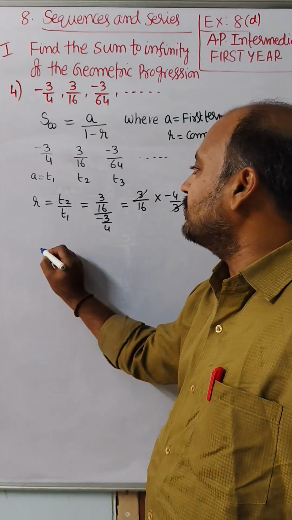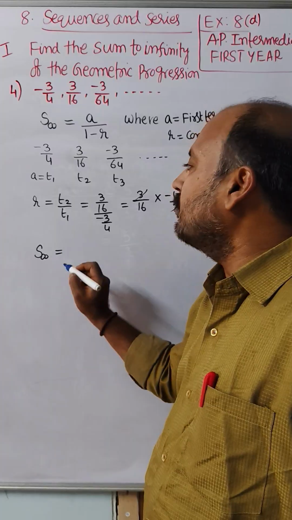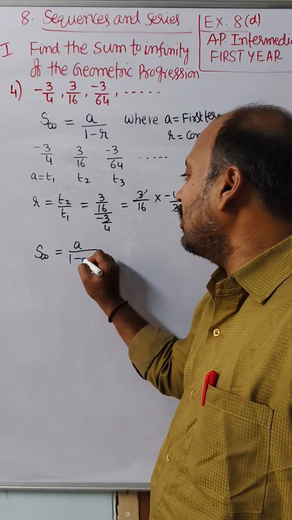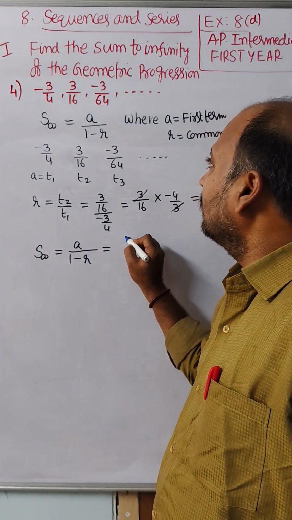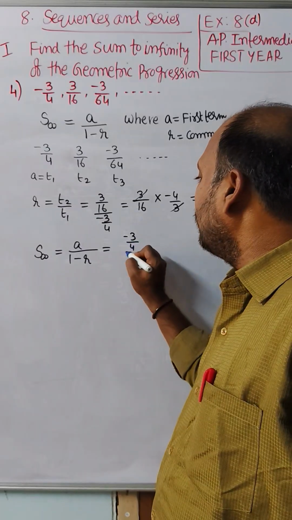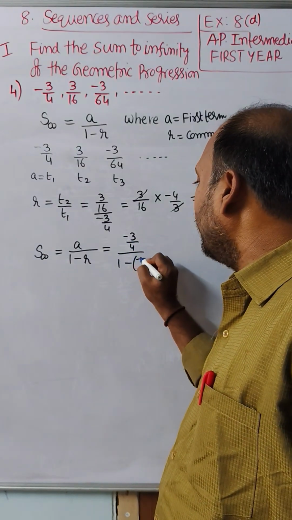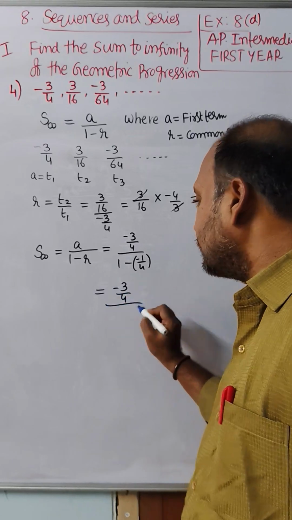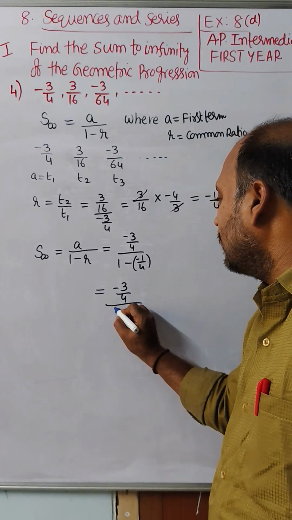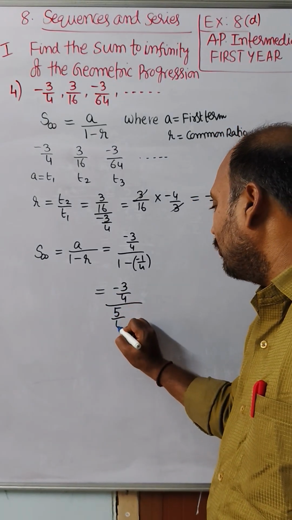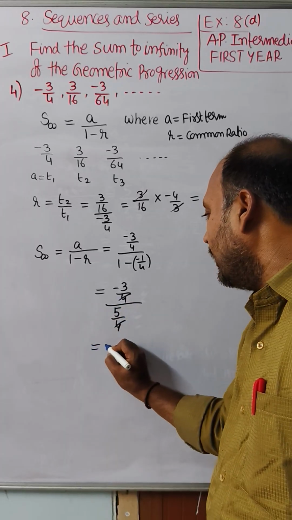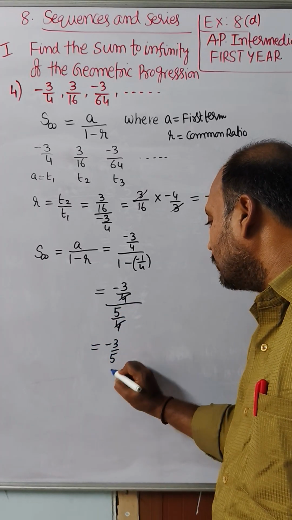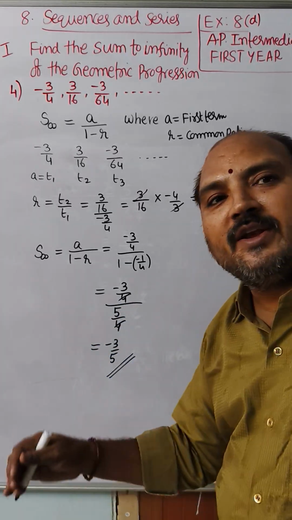After that you can substitute in S infinity. Sum to infinity A by 1 minus R equals A value minus 3 by 4 divided by 1 minus of minus 1 by 4. So minus 3 by 4, and minus into minus is plus, so 4 plus 1 is 5, 5 by 4. So 4 gets cancelled, minus 3 by 5. Therefore the sum to infinity is minus 3 by 5.